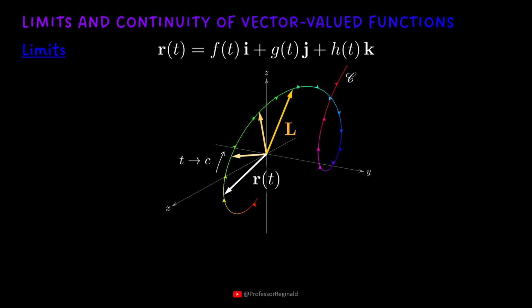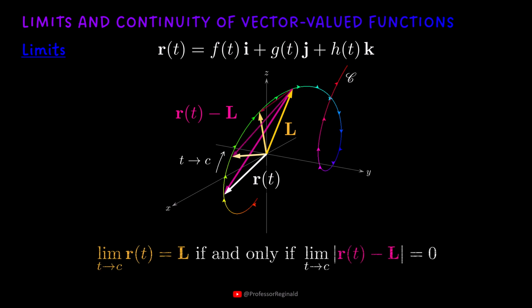That is, the length and direction of the vector r of t emulate the length and direction of the limiting vector L. At the same time, the norm of the difference vector approaches 0. The limit of the vector-valued function, as the parameter approaches a number, is equal to the limiting vector, if and only if the limit of the norm of the difference between the vector-valued function and the limiting vector, as the parameter approaches the number, is equal to 0.